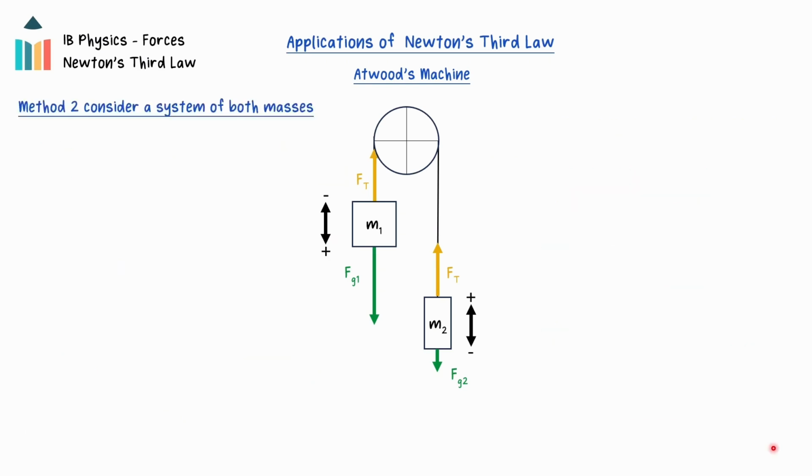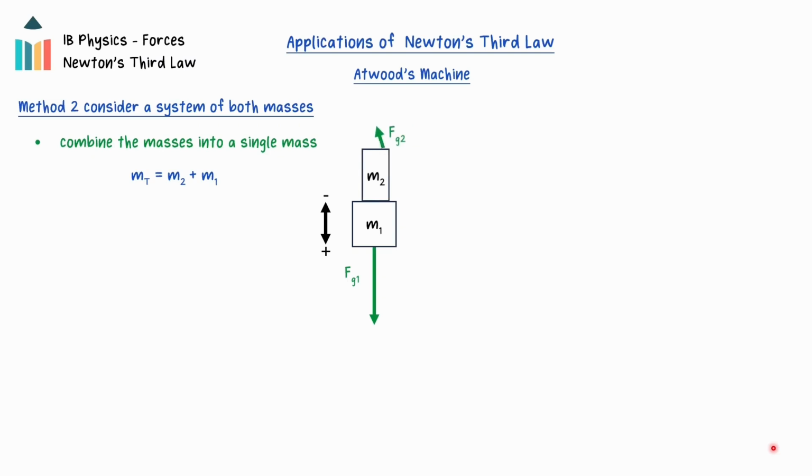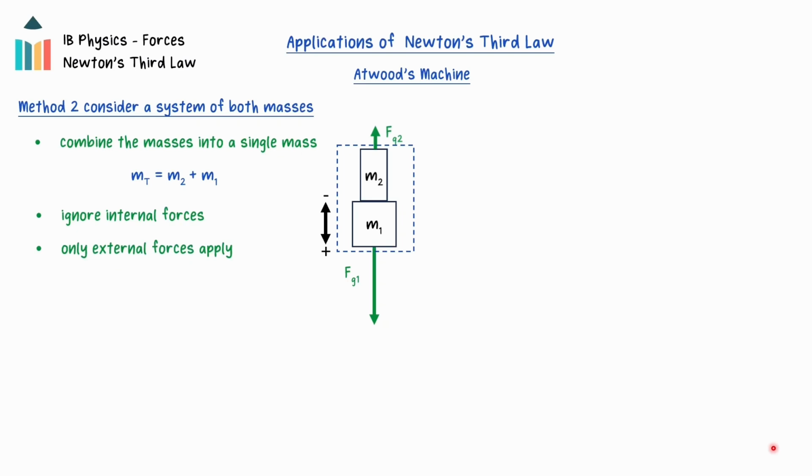If instead we consider a system of both masses, with the total mass equal to the sum of the masses, then the force pair of tension would be considered an internal force, because it is contained within the system, as opposed to an external force, which is a force that acts on the system from outside. In this case, the only external forces acting on the system are the two forces of gravity acting on the masses. The internal forces of tension can be ignored.